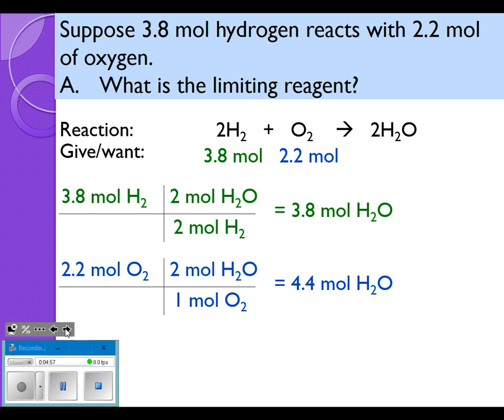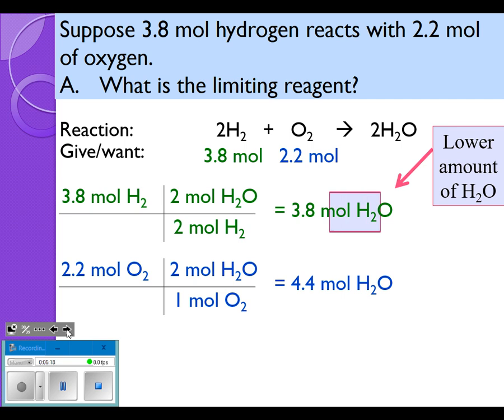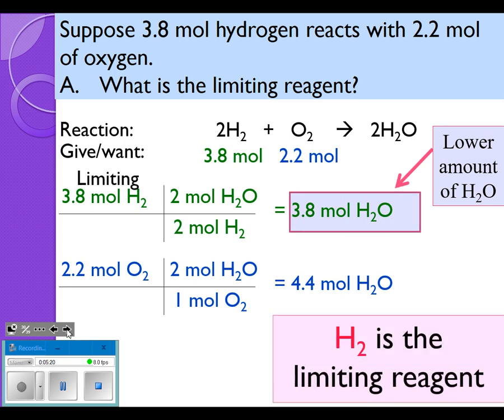So once you get that, you say, which one has the least amount of product? Well, if you look at it, 3.8 is less than 4.4. So this is the least amount of product. Since this is the least amount of product, that means that my H2 is my limiting reactant because it's the lower amount of water. So that would make H2 the limiting reactant. You'll have to do this on your test and tell me which is the limiting reactant.